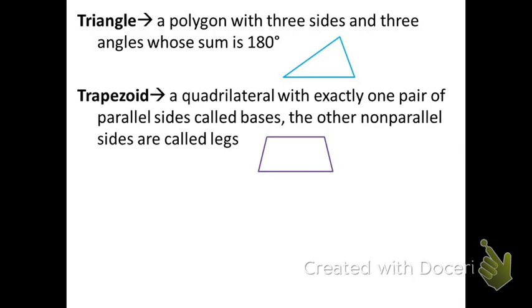A trapezoid is a quadrilateral with exactly 1 pair of parallel sides called bases. So we can see that these sides are the ones that are parallel, so they're called bases. The other non-parallel sides are called legs. Eventually those 2 legs, if we were to extend them, we would see that they would meet. So that's how we know they're not parallel. They're called legs, and sometimes those legs are congruent, but not always. And if they are congruent, they will show that.